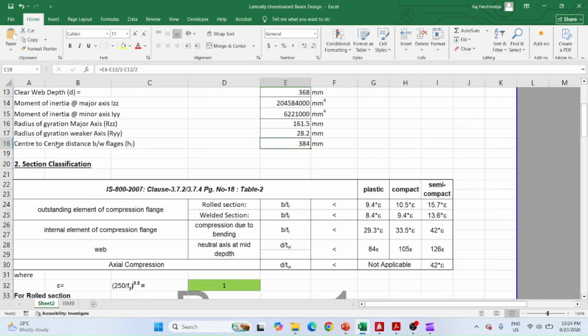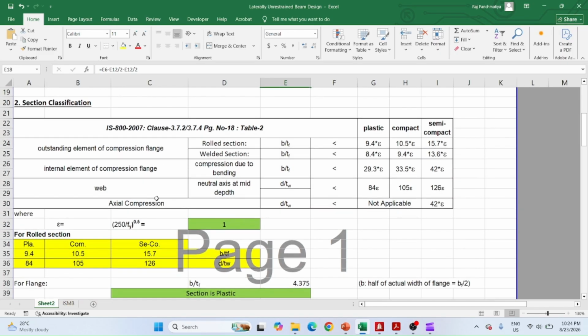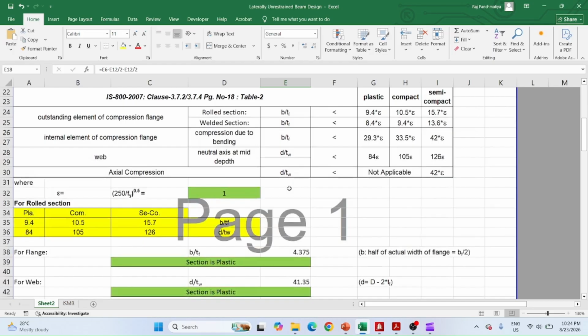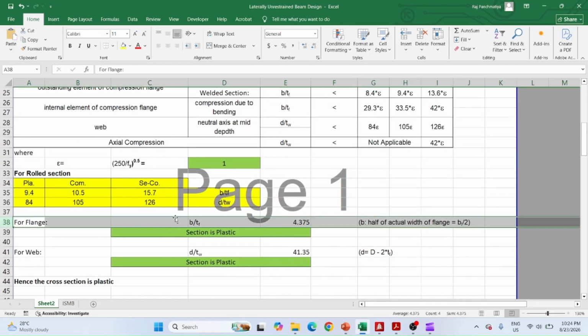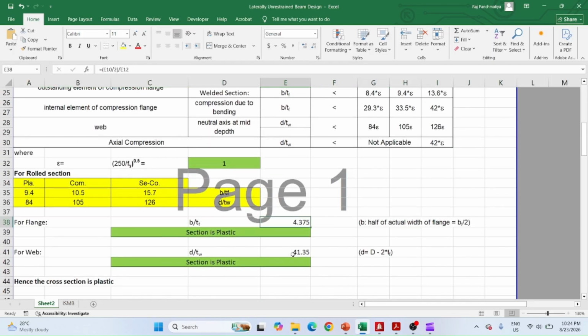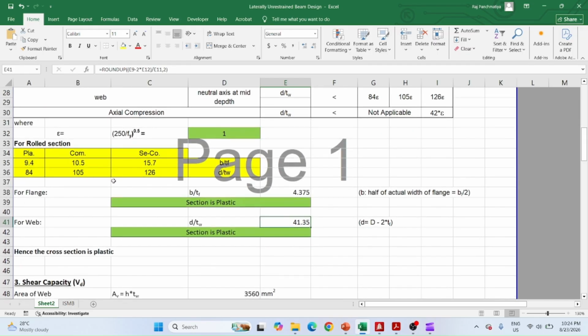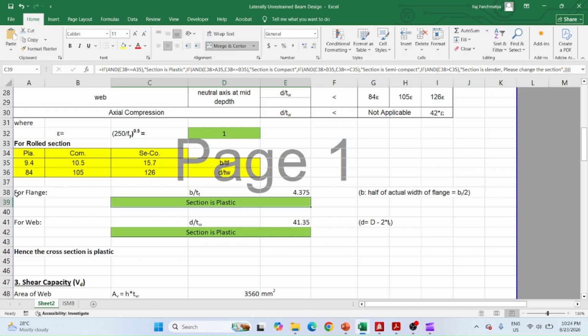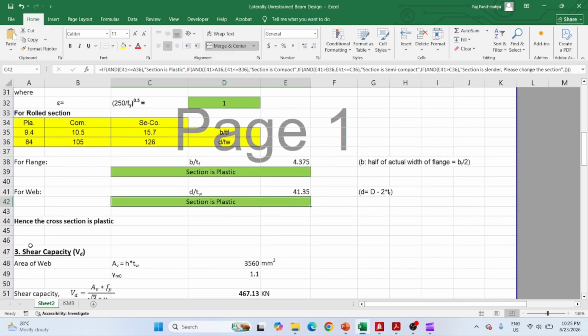The first step, as you know, is to classify the section. So we will calculate the ratio of B by TF and D by TW, and based on that we will classify the section. In our case, for ISMB 400, the flange is plastic and the web is also plastic, so our final section is plastic.